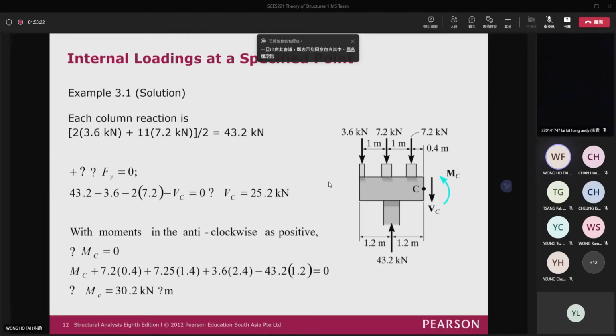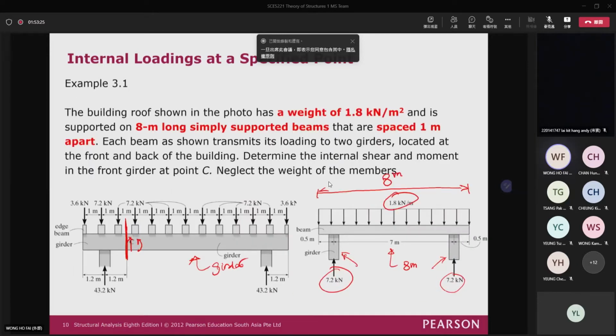As the beams are all spaced at 1 meter, you can see that all these girders, this one is the girder, so this one is also the girders. Each of the point loads is equal to 7.2 kN because each of the support reactions is equal to 7.2. That means on the bottom of the beam there's a load of 7.2 kN applied on the top of the girder. As the beams are spaced at 1 meter, each of them applies a load of 7.2 kN on the top of the girder.